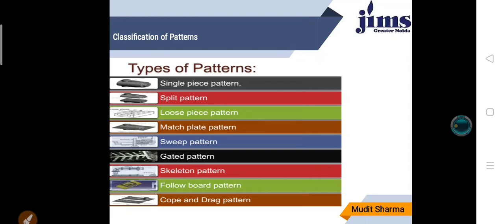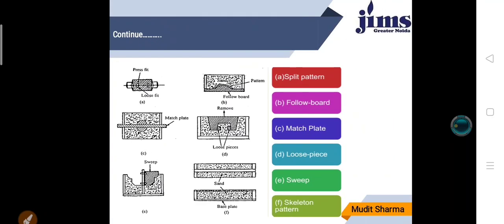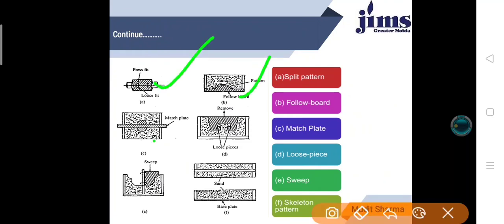Third is cope and drag. In this pattern, we use patterns associated with runner, riser, etc. In match plate pattern, we use cope and drag in our pattern with associated riser, runner, gating system, ladle, etc. These are some types of pattern. So you can see in this diagram loose piece, follow board, sweep, sand, base, etc. These are the common patterns we use in the casting process.